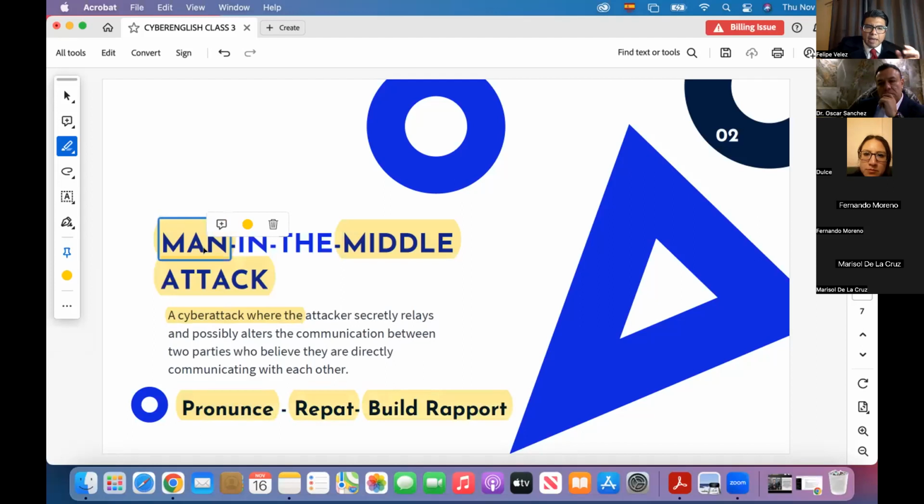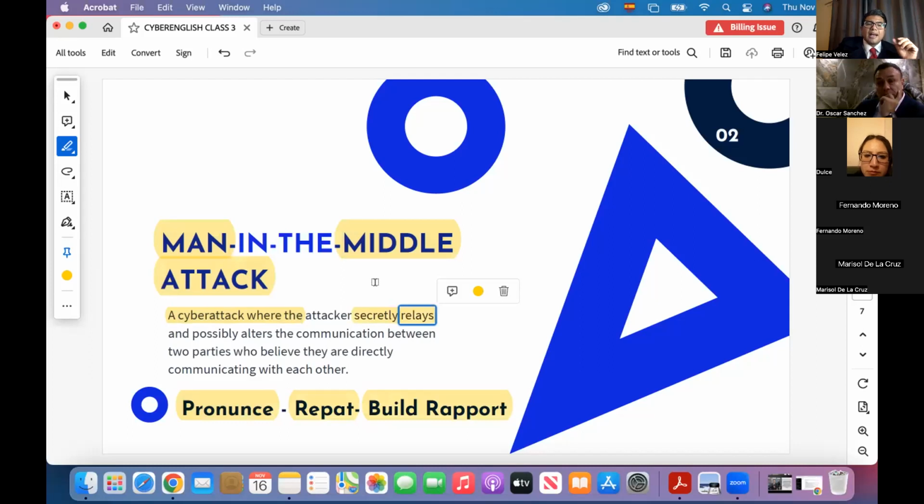Okay, so in this case, it's man in the middle. As it's all together, we pronounce it as one. Repeat after me, Dulce. Man in the middle attack. Very good. It's a cyber attack where the attacker secretly, pronunciation, Oscar, secretly. Relays. Very good. Relays has an S sound because it's simple present. We're going to be using simple present for facts, for theories, or for theoretical applications.